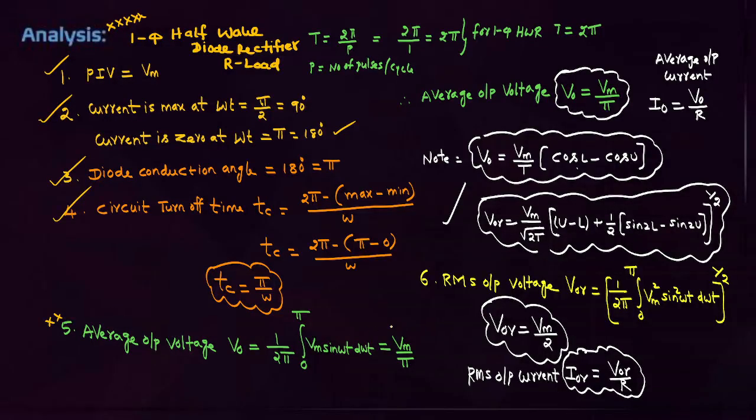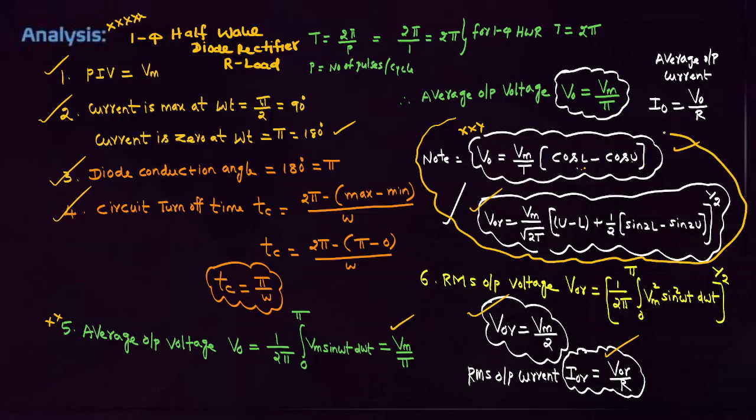What is the average output voltage? Vm by pi. The RMS output voltage you also have to calculate. That RMS output voltage is Vm by 2. But instead of doing all this integration, this is the generalized formula. Just substitute the lower limit and upper limit: cos of lower limit minus cos of upper limit, and substitute the time period. This way we can get the average value, and this is the RMS value. To calculate average and RMS values very easily, you have to use these generalized formulas.